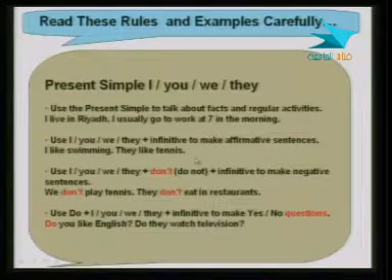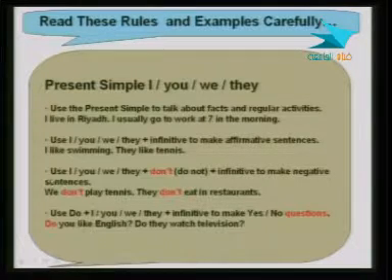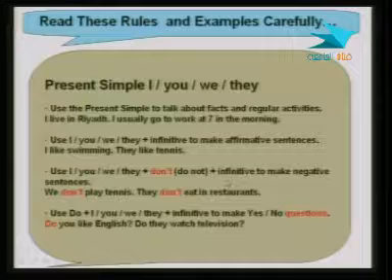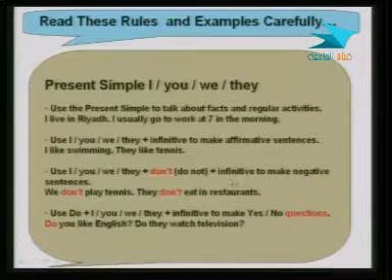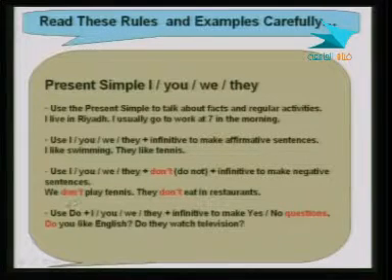All right, that's the first point in this slide. The second point: use I, you, we, they plus don't, followed by the infinitive, the base form of the verb, to make negative sentences. And this is the example: we do not or we don't.